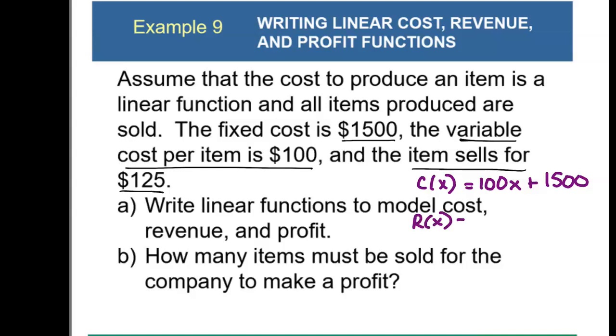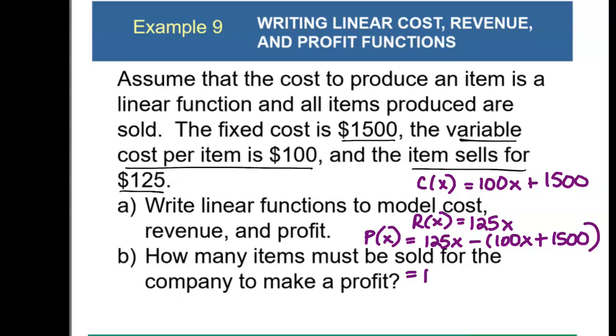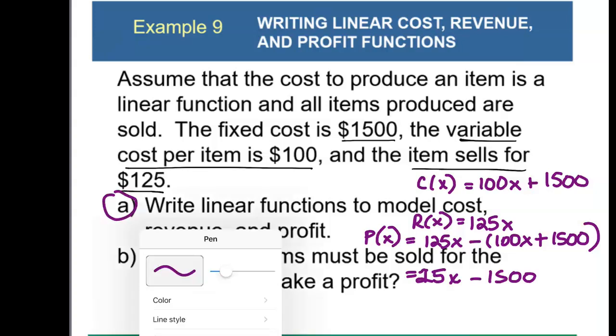And then we have our revenue function as our R of X. R of X is simply X times P. So the price per item is $125, so we have 125X. All right, and then finally, our profit, our P of X, is just R of X minus C of X. So we'll just combine like terms there. So we have P of X equals 25X minus 1,500. All right, so that's the answer to part A.